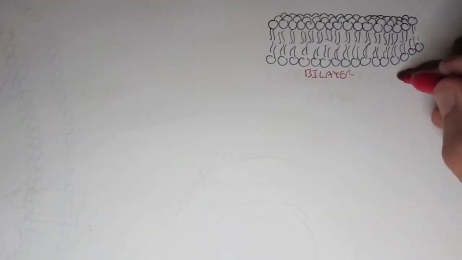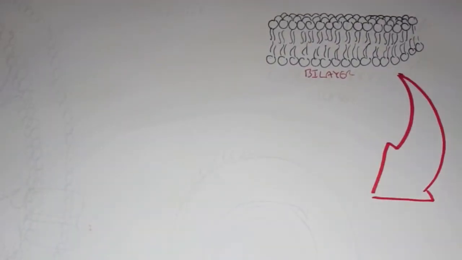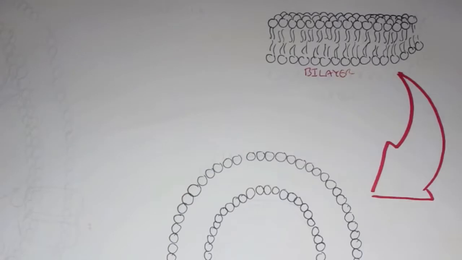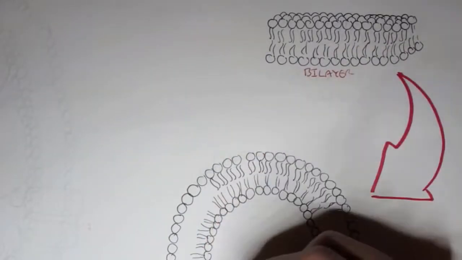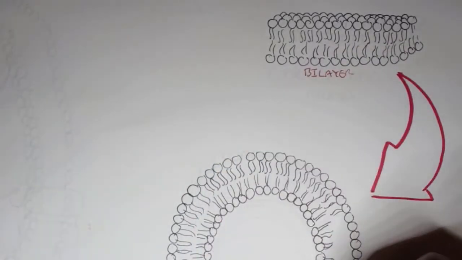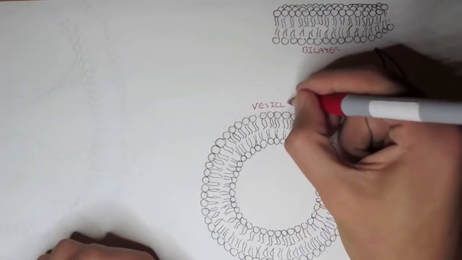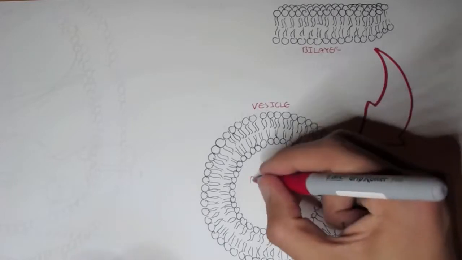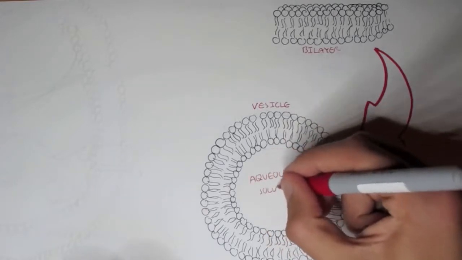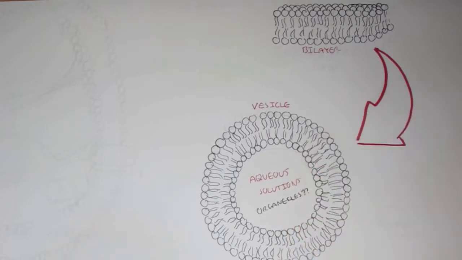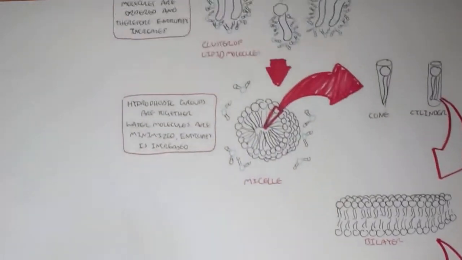And if we put all the bilayers together and form a circle out of it, it can form a vesicle. So all the hydrophilic regions aim towards the water region, and all the hydrophobic regions are on the inside. And this inner circle is aqueous solution, so it consists of water. And so perhaps organelles can be in here, forming what's called a cell.